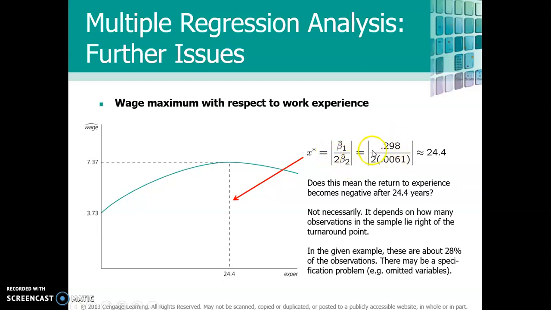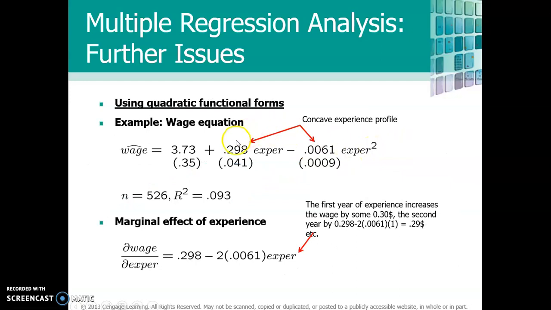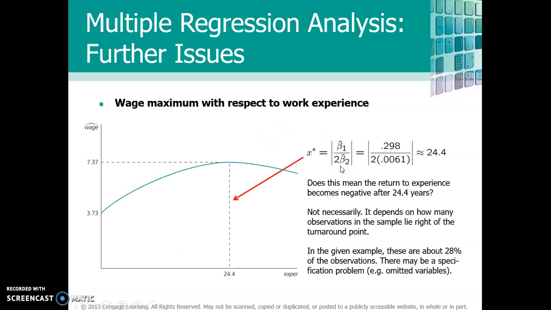If we go back to that equation, this is your beta 0, this is your beta 1, and this is your beta 2. So beta 1 divided by 2 multiplied by beta 2. If we go back to our slide, we substitute 0.298 divided by 2 times 0.061, and it gives us that the maximum wage, in terms of years of experience, will be at 24.4 years.